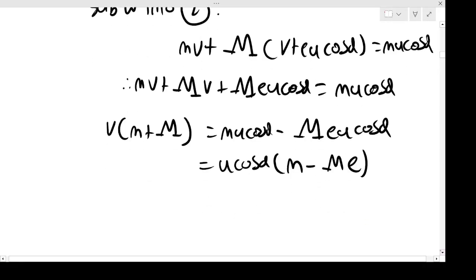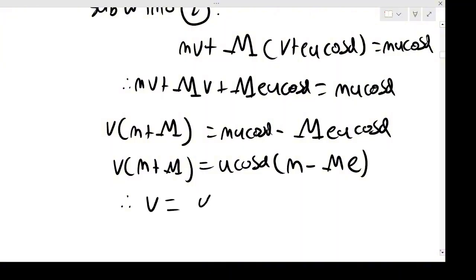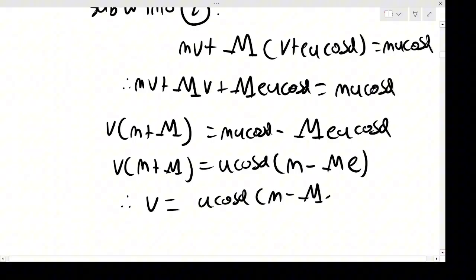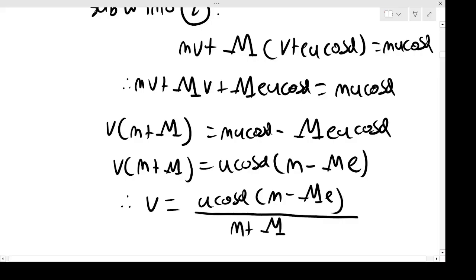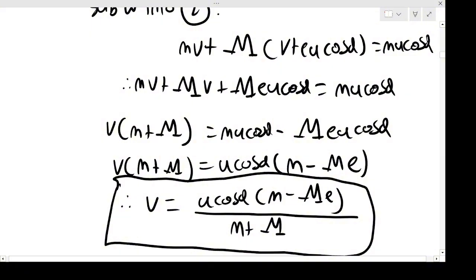Okay. And so therefore I can then divide by M and big M to get V to be U cos alpha of (m minus eM) over (m plus big M). Right, one awful expression, but there we are. Okay, now we don't need to find W here.